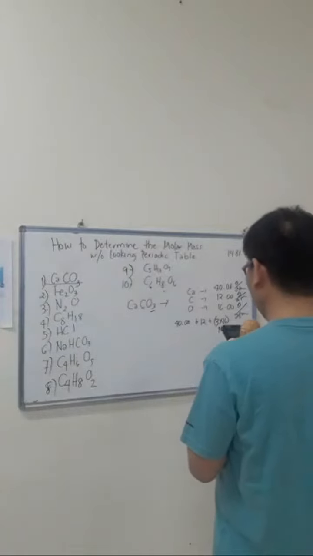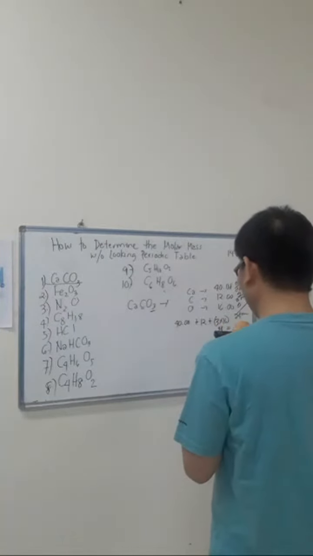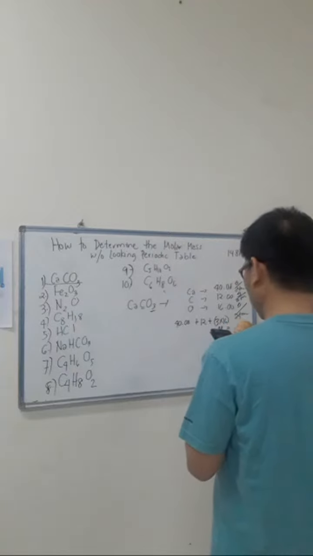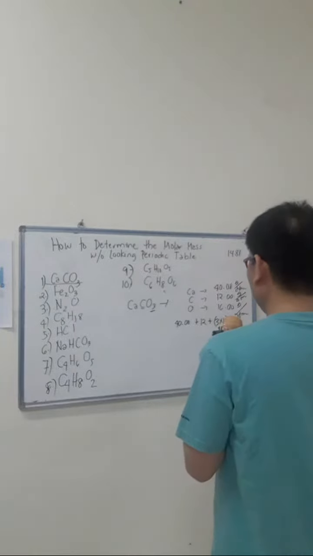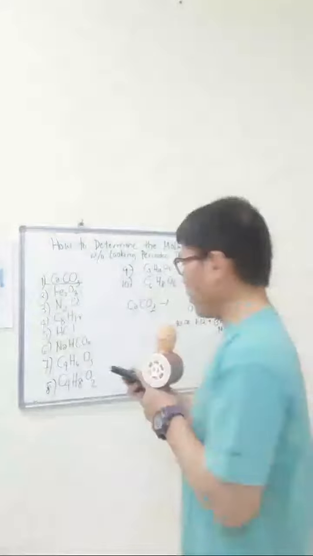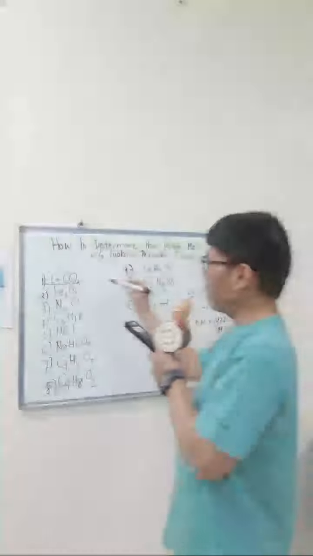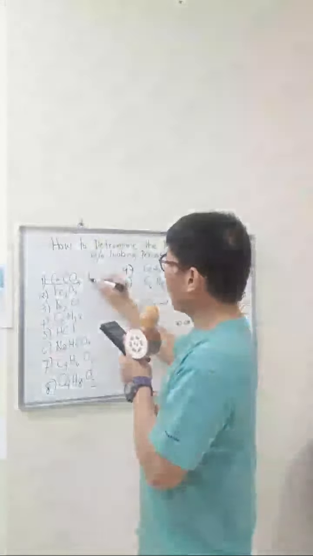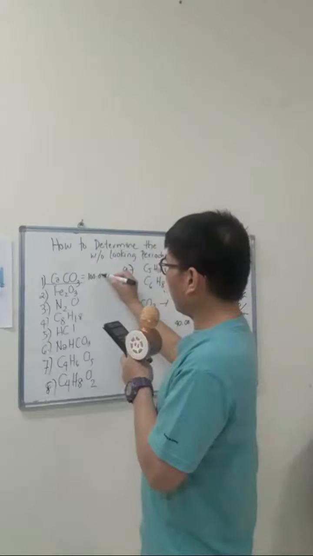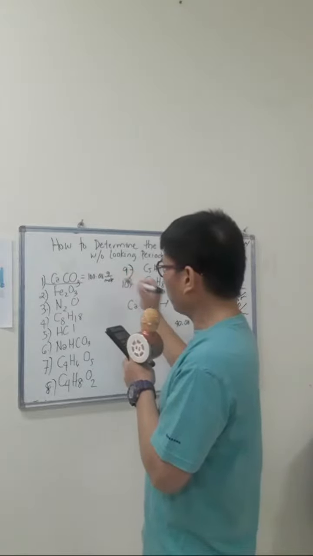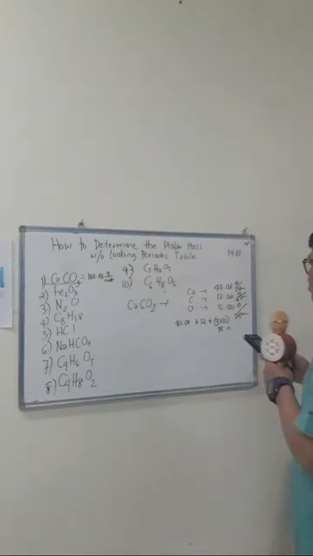Okay, 48 plus 12 plus 40.08 is 100.08, the molar mass of calcium carbonate. And I have to put that here, right? 100.08 grams per mole. Okay?